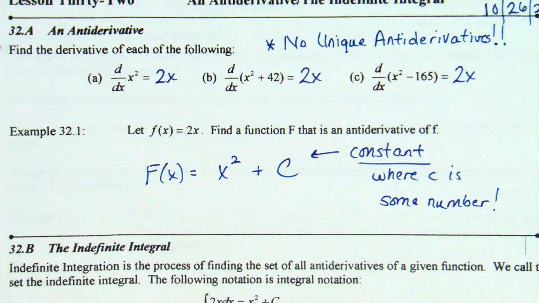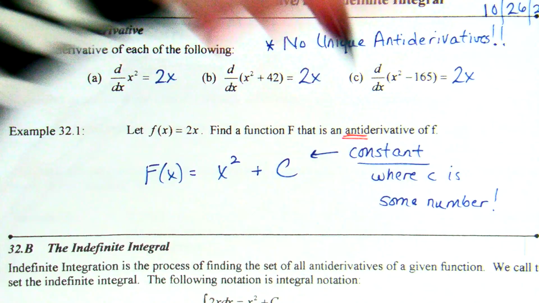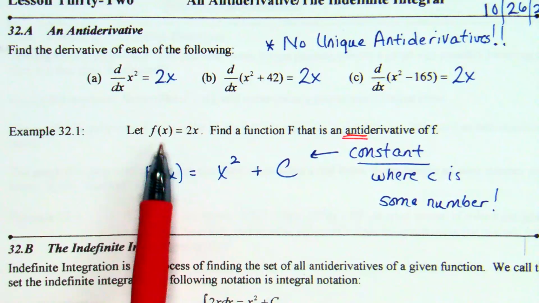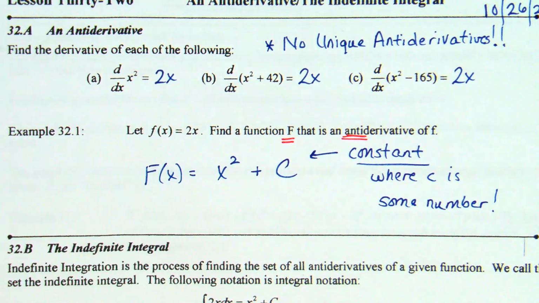So beware in homework, when they ask you for the antiderivative, you're doing the opposite of the derivative. Also, take notice that the original function is defined as just normal lowercase f of x. When they ask for an antiderivative, it will usually use a capital F of x. So capital F of x and lowercase f of x are not the same.